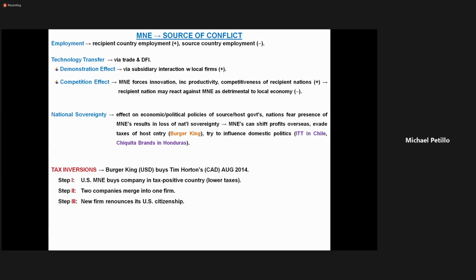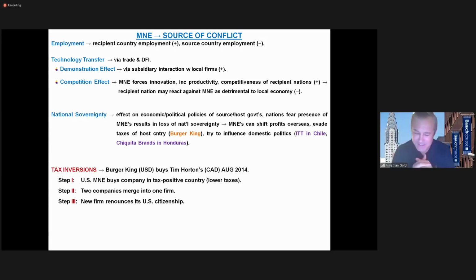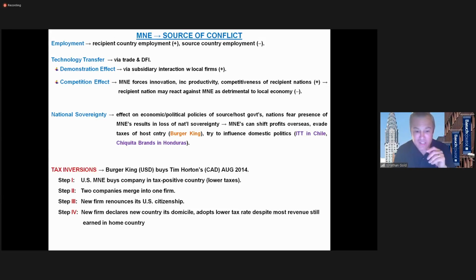The US. That's exactly right. It still gets most of its revenue from the United States. However, it declares that its new country, in this case Canada, is its tax domicile and adopts a lower rate despite most of its revenue still being earned in its home country. It's perfectly legal. Does anyone know what it's called?